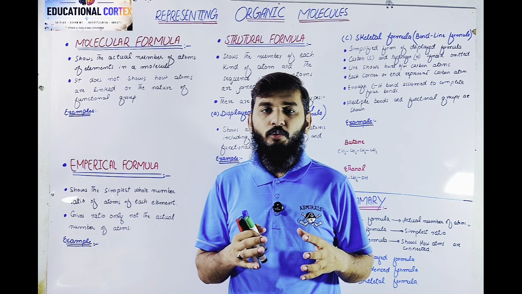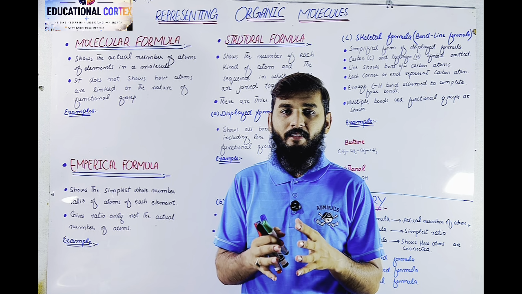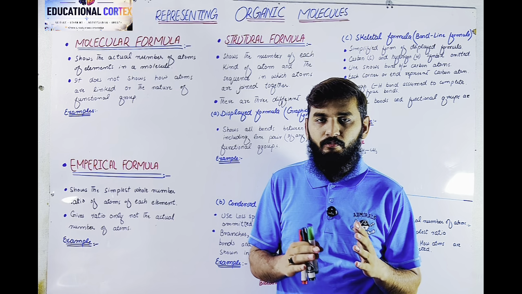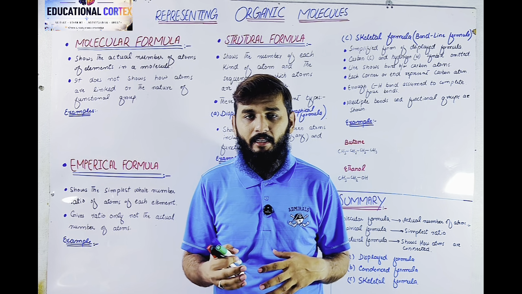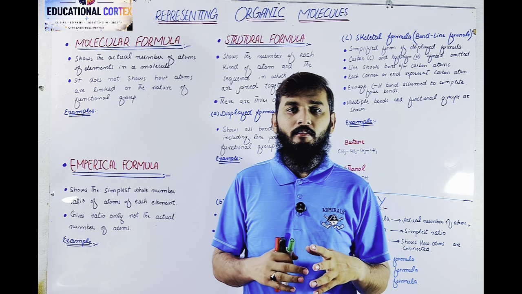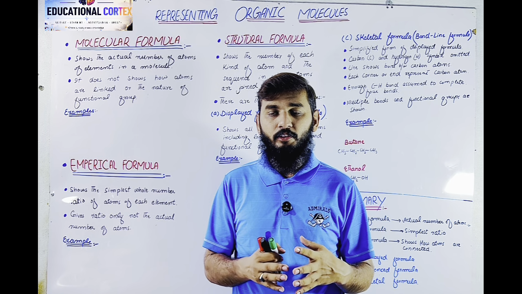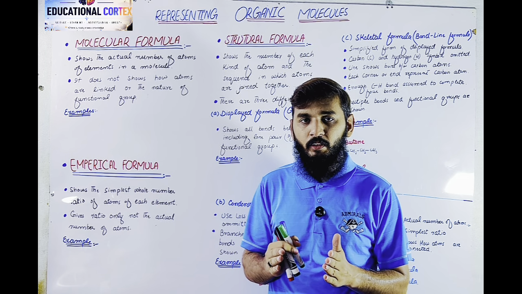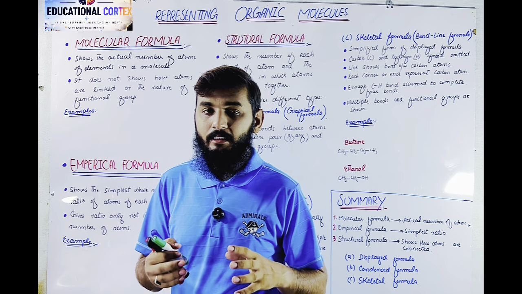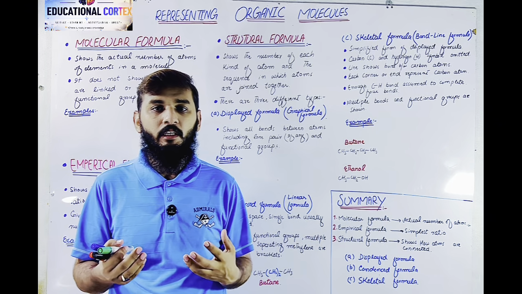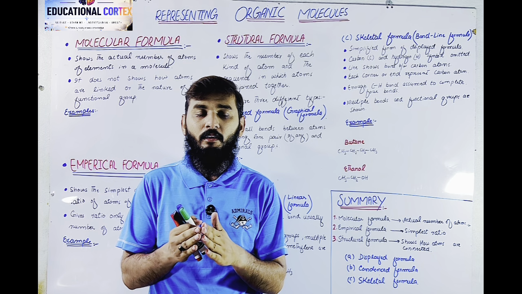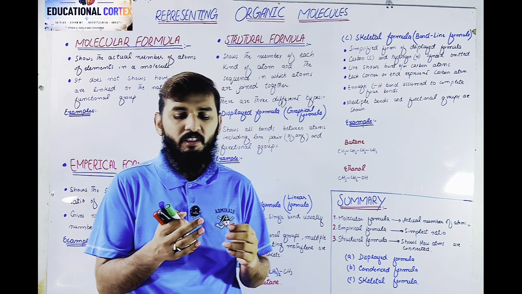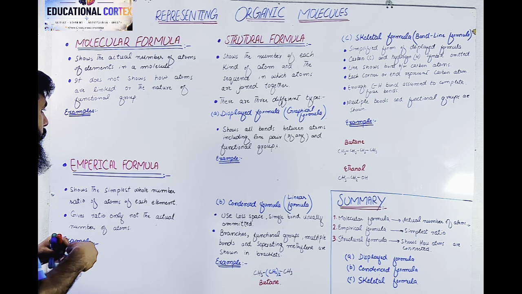The molecular formula basically shows the actual number of atoms present in a molecule. It does not give information about the nature of the functional group or the nature of bonding, whether there are single bonds or multiple bonds, or whether the functional group is alcoholic or carboxylic. It just gives the information of how many atoms of each element are present in a molecule. Let's take an example of butane.